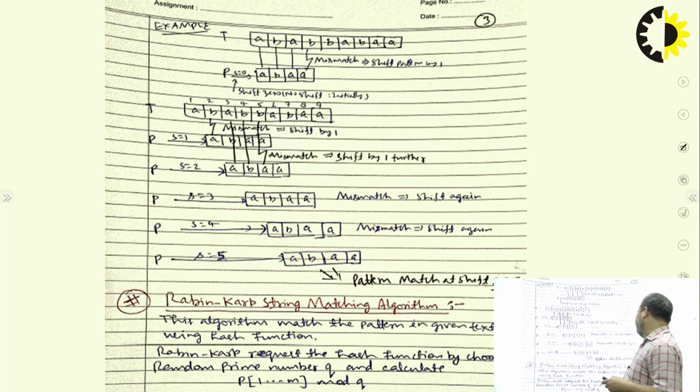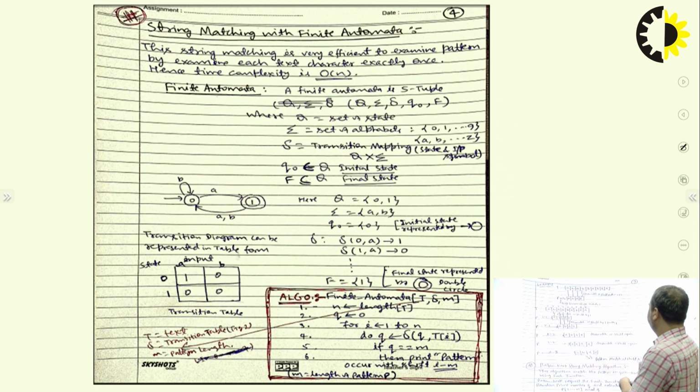Secondly, the Rabin-Karp string match algorithm. In this we use the concept of hash functions. We have already seen that the time complexity of the naive string matching is n minus m plus 1, order of n square almost, or you can say order of n into m approximately, or more appropriately order of (n minus m plus 1) into m.